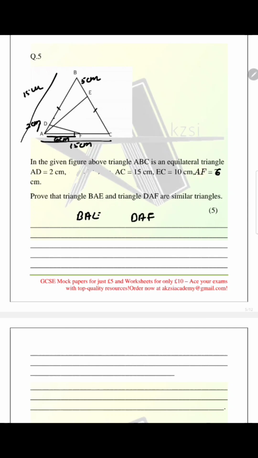What all sides of BAE are given? Let me see. BAE is this. Two sides are known for BAE, which is BE, that is 5, and this one BA, which is 15 centimeters. Now DAF is this smaller triangle. AD is given as 2 centimeters and this AF is given as 6 centimeters. Let me divide them. 5 by 2 will give you 2.5 and 15 by 6 will also give you 2.5. That means, yeah, they are bearing a common ratio.